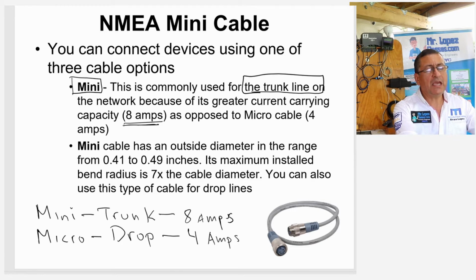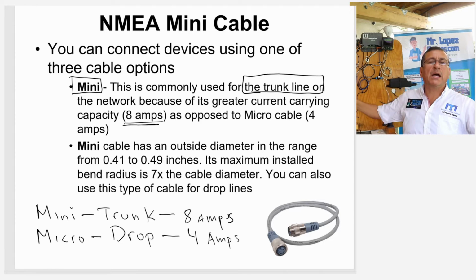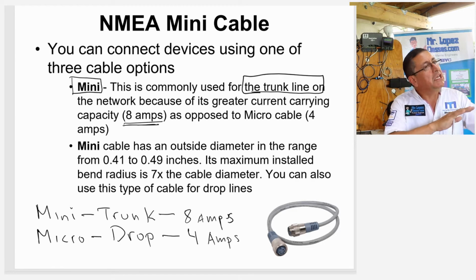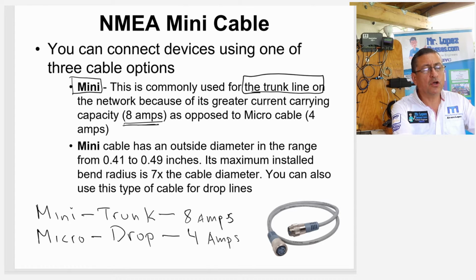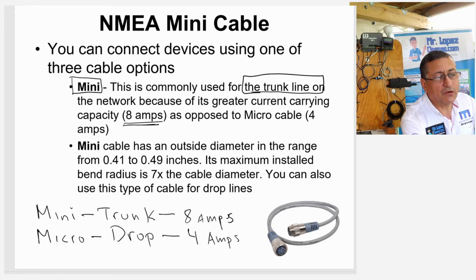Okay, the mini cable is commonly used for the trunk, for the backbone. The backbone uses the mini cables in general, or networks, because those cables have a capacity of 8 amps. Right now we are going to introduce the first magic number: 8 amps.